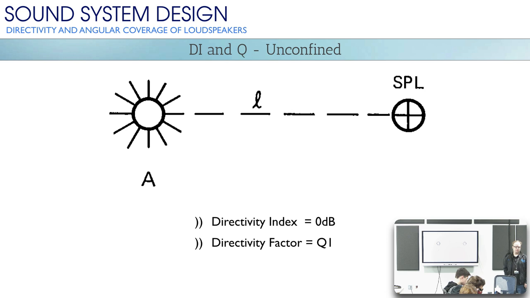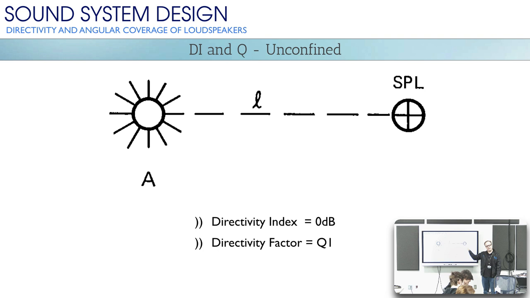Directivity factor is also called Q sometimes. So a Q of 1. We describe a horn based on its Q, and its Q is really connected to directivity factor. So in this scenario, no confining. The thing makes whatever amount of sound it makes. This is the universe we have been operating in thus far this semester. All of the math we've been doing and all the assumptions we've been making have been this scenario.